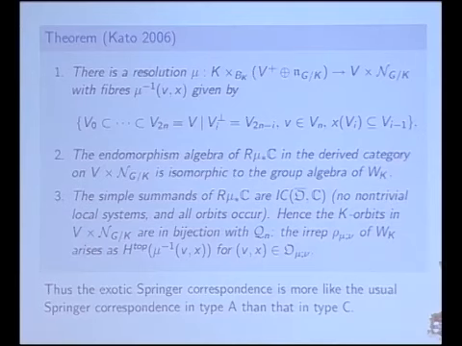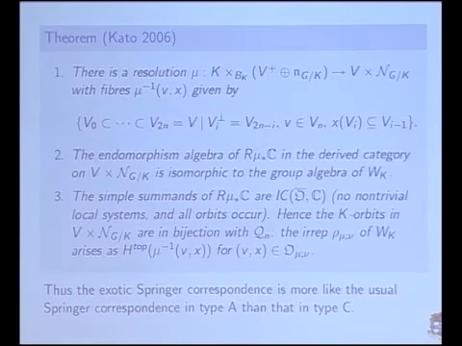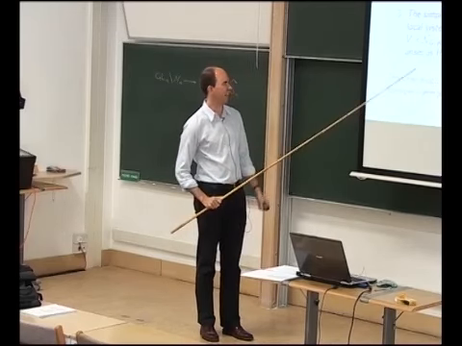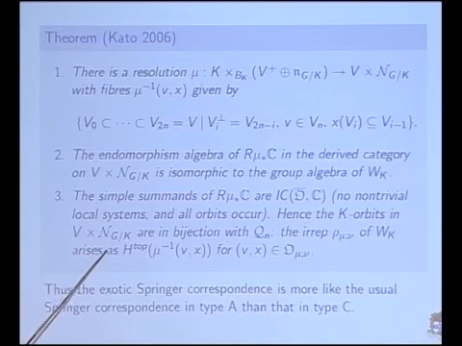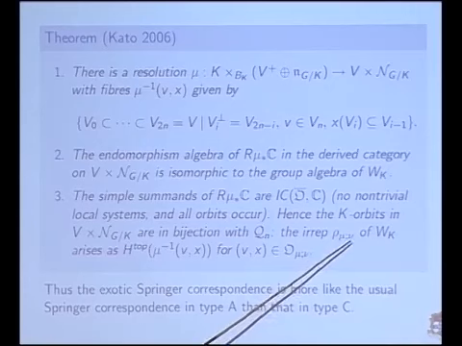You get all the intersection cohomology complexes of the orbit closures with trivial local systems, and what's more, all the orbits occur. So you have, again, the same situation as we had in type A, where the orbits in the nilpotent cone are exactly in bijection with irreducible representations of the Weyl group. So here, the K orbits in his exotic nilpotent cone V cross N, G K, are in bijection with this set Q n of pairs of partitions of total size n.